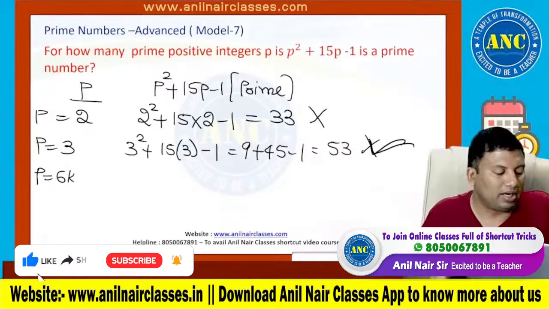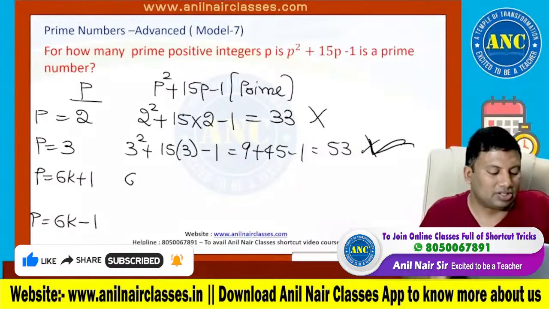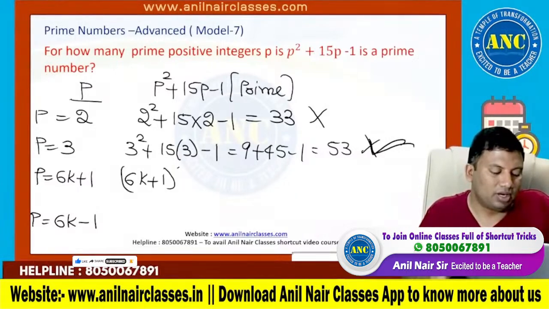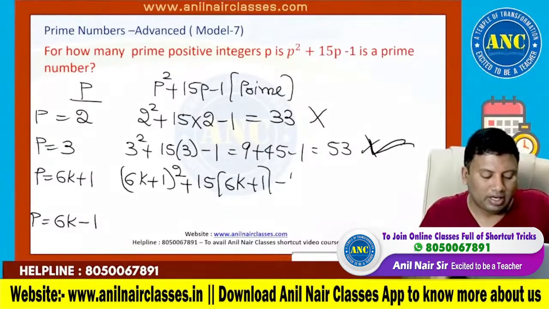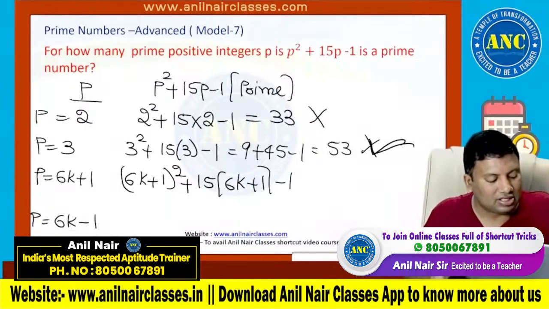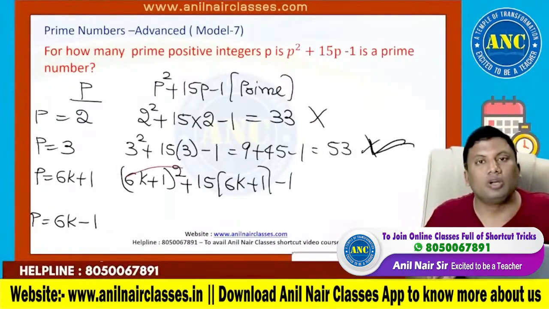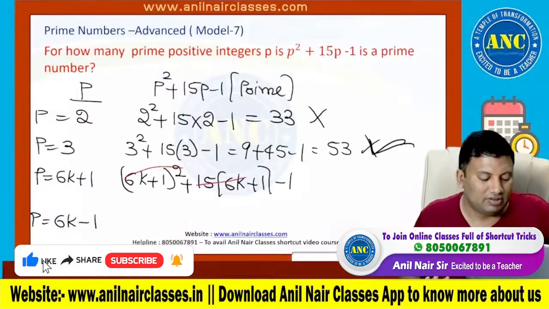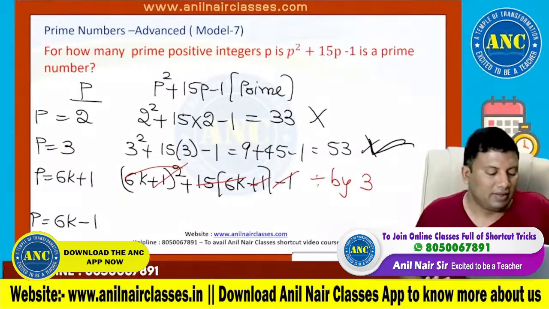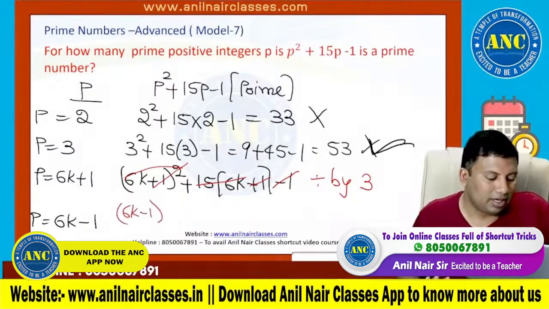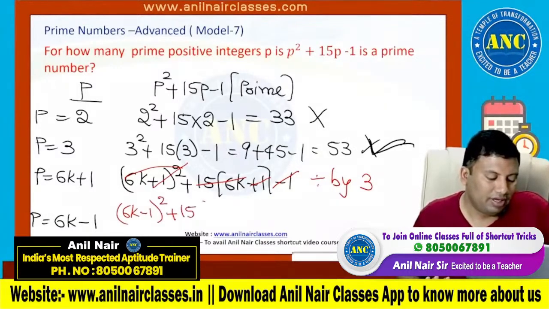Any prime number greater than 3 is either 6k plus 1 or 6k minus 1. Take 6k plus 1 whole square plus 15 into 6k plus 1 minus 1. Now listen carefully. 6k whole square is divisible by 3, 2 into 6k is divisible by 3, 15 is divisible by 3, 1 minus 1 cancel. The answer is divisible by 3. Idea clear? Next one.